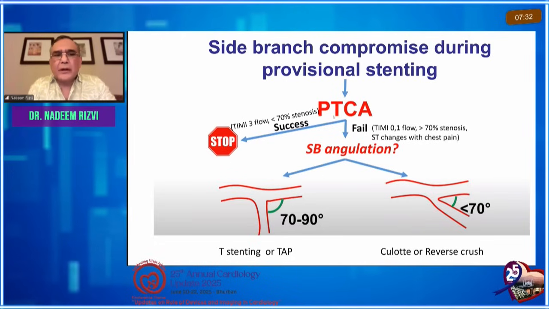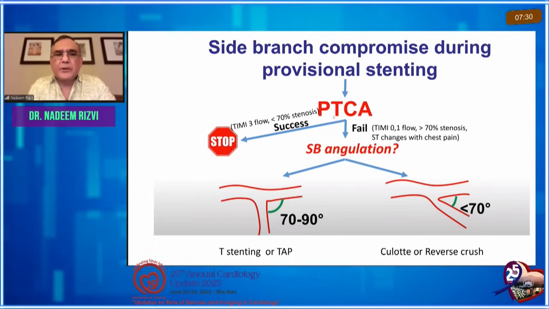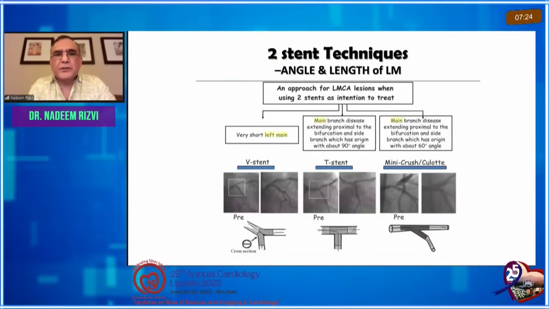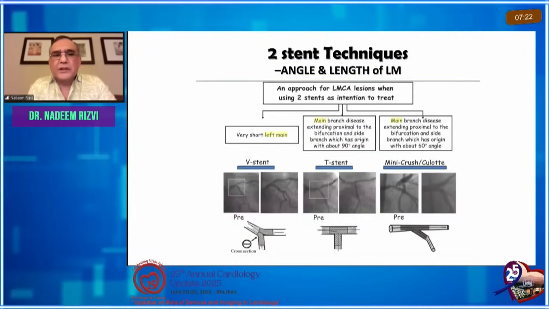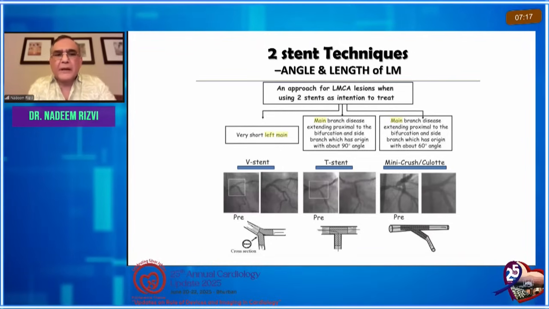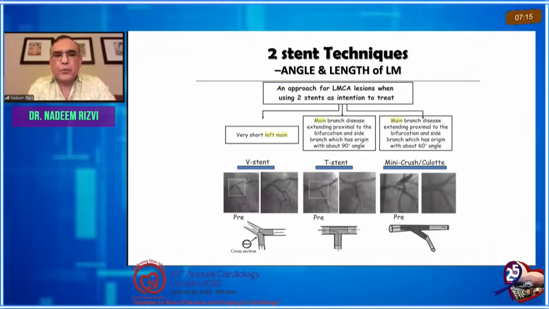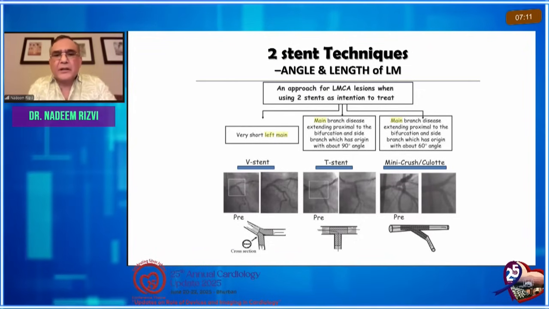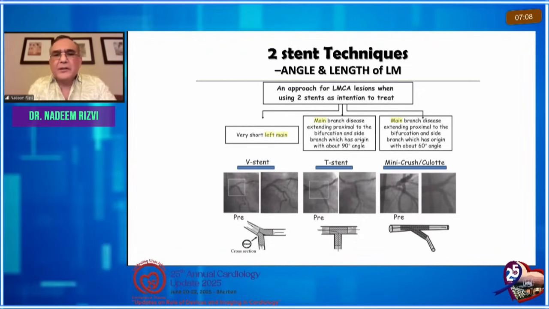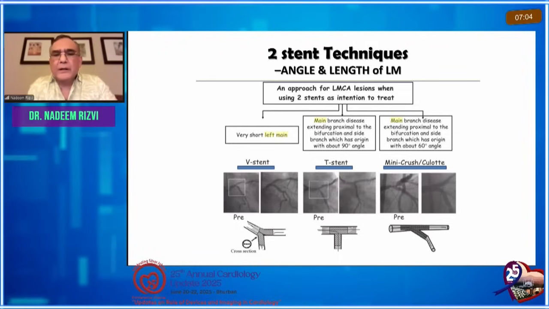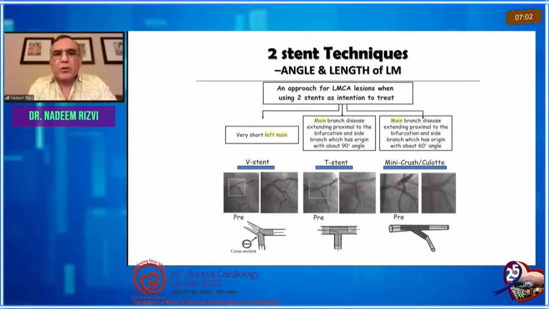If it's a successful angioplasty, with obviously TIMI 3 flow in the side branch and less than 70% stenosis, then provisional has been shown to be a better strategy. Again, when we talk about two stent strategy, I divide it into three things. A short left main, you can do V stenting. That's probably the best. If the angle is 90 degrees, you can do T stenting. And if it's less than 90 degrees, 60, 70 degrees, then I normally do a DK crush, but you can do mini crush and culotte.